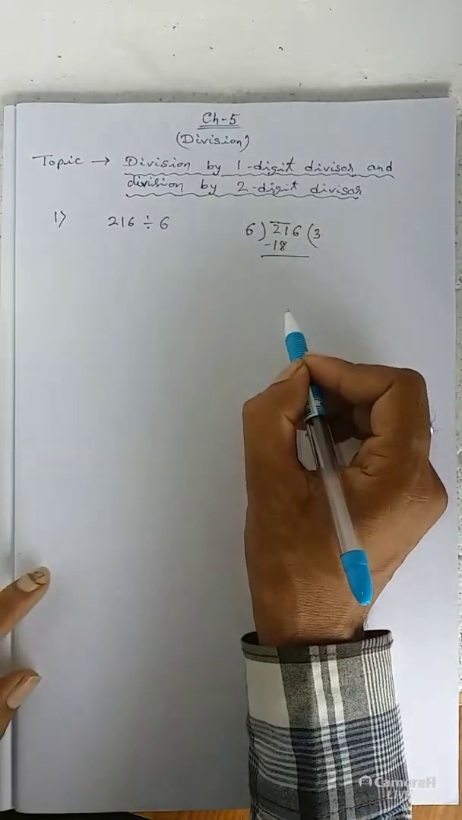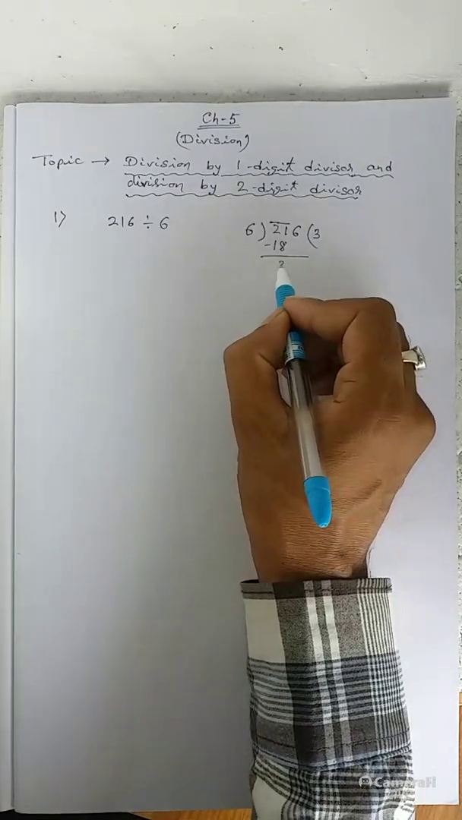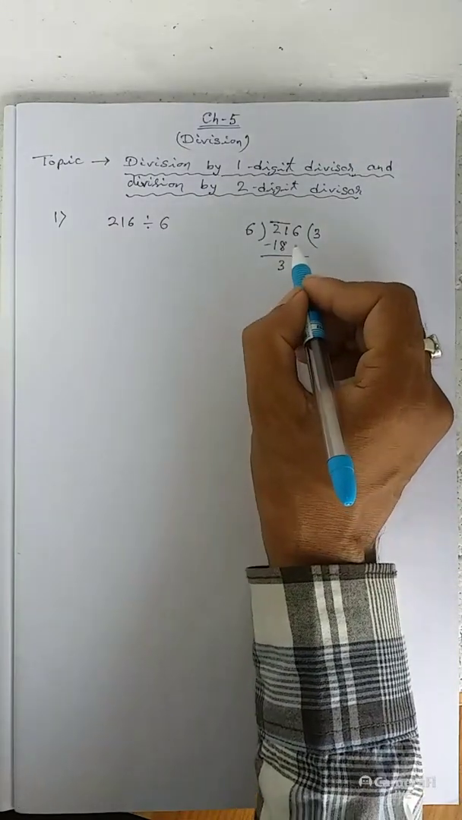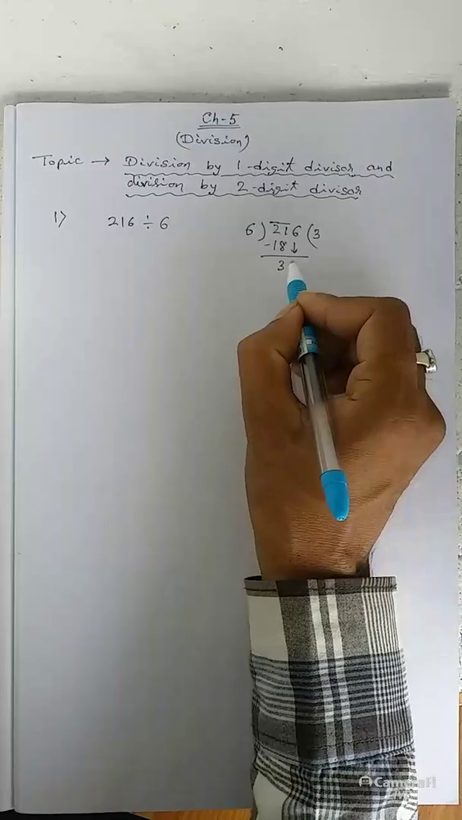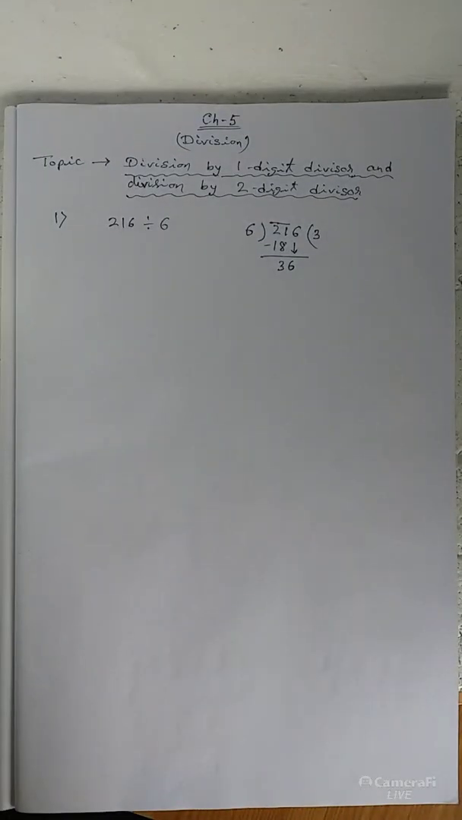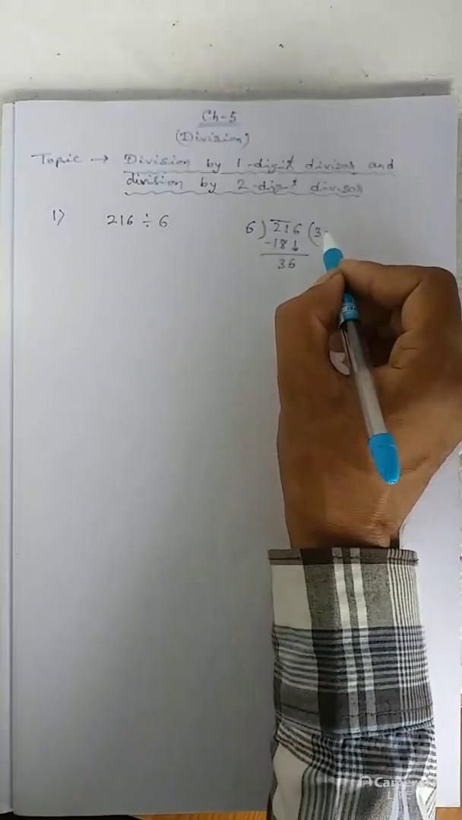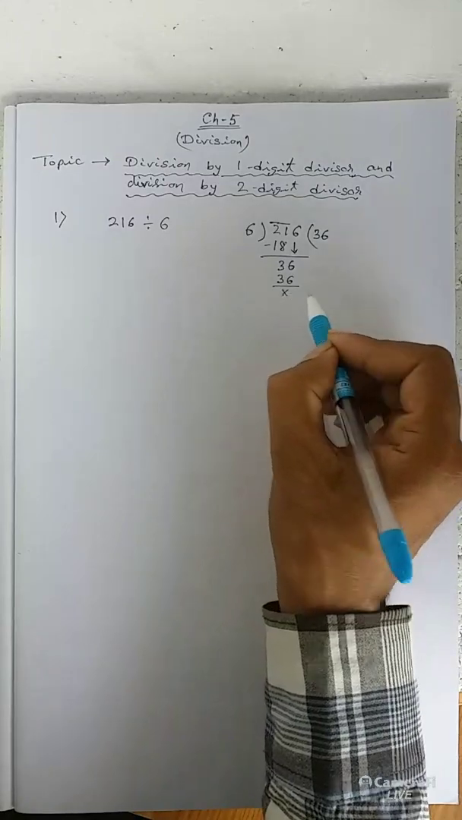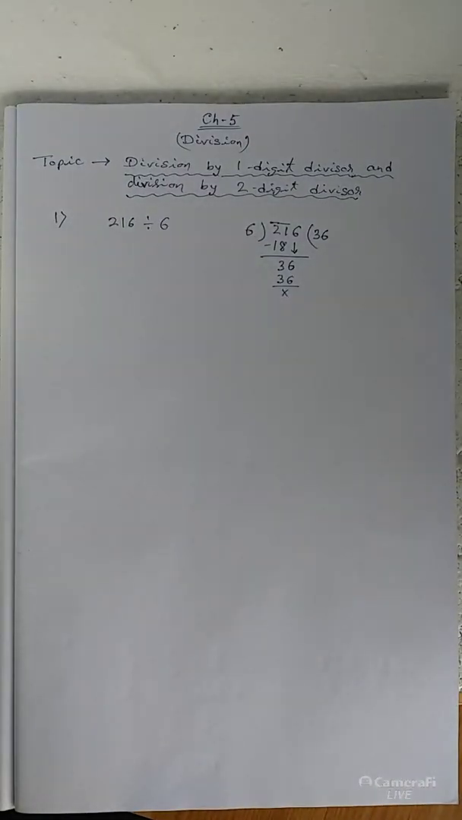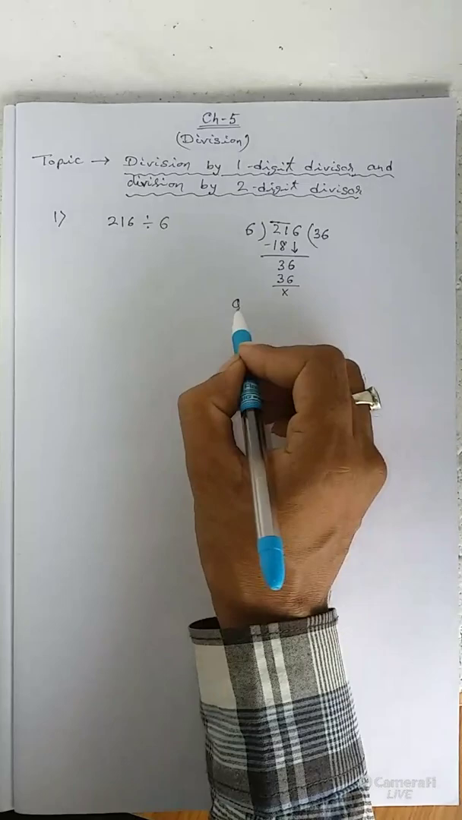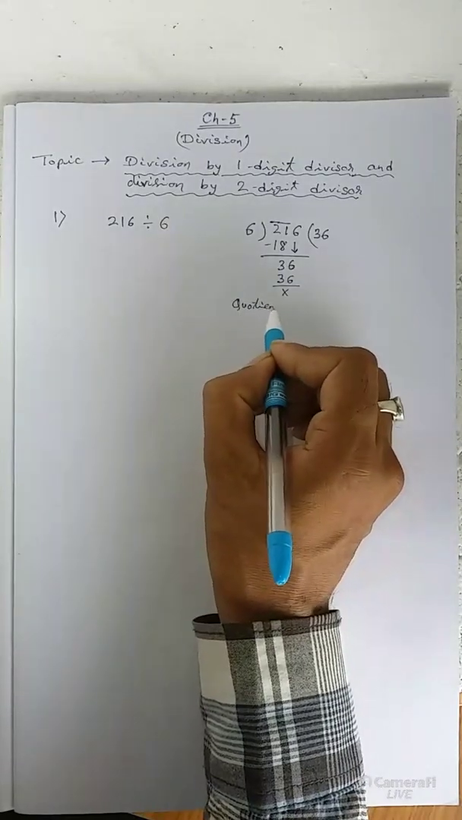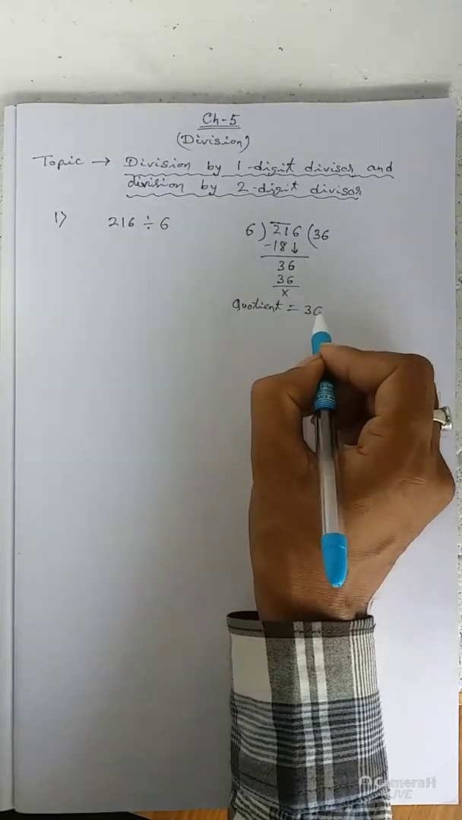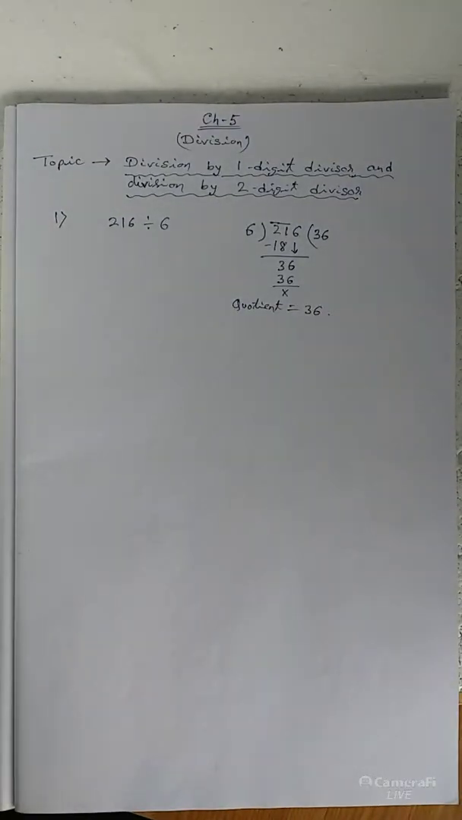Now subtracting, we get 3. Now take the remaining digit from here, 6, making 36. Again in the table of 6, we get 6 6 is 36. So 6 6 is 36 and our division becomes complete. No remainder is here. We get the quotient equal to 36. So the division is completed here.